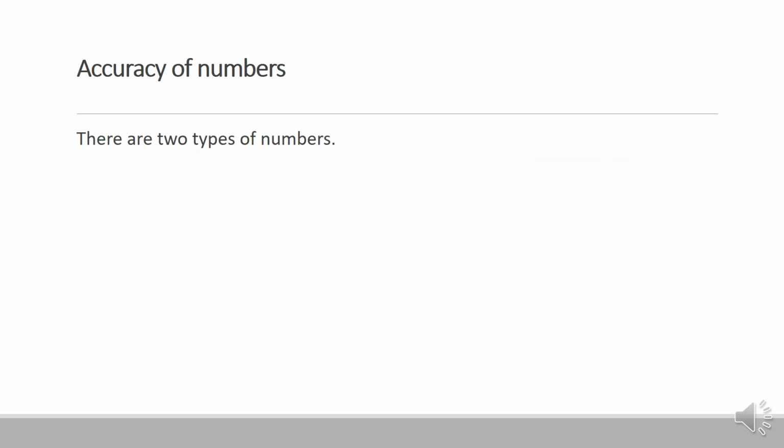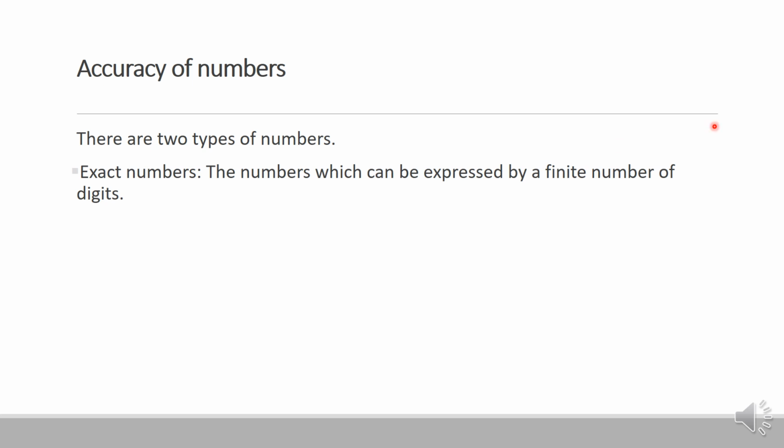There are two types of numbers. Exact numbers are the numbers which can be expressed by a finite number of digits. For example, 15, 2.56, 2 by 5 which is equal to 0.4, etc.